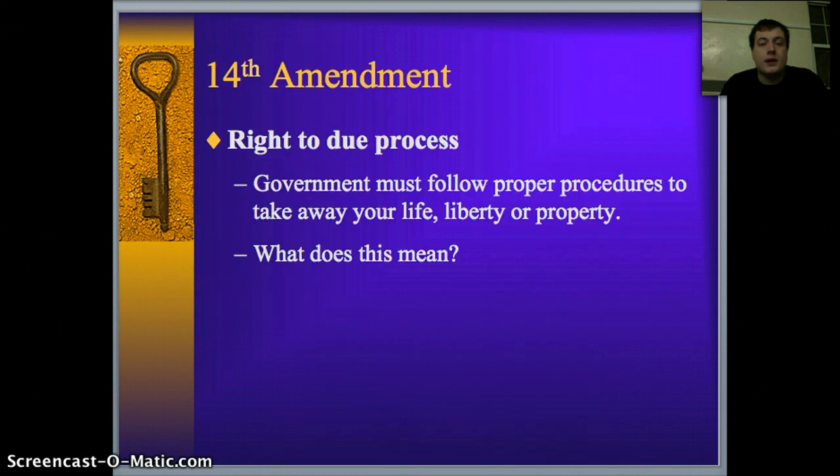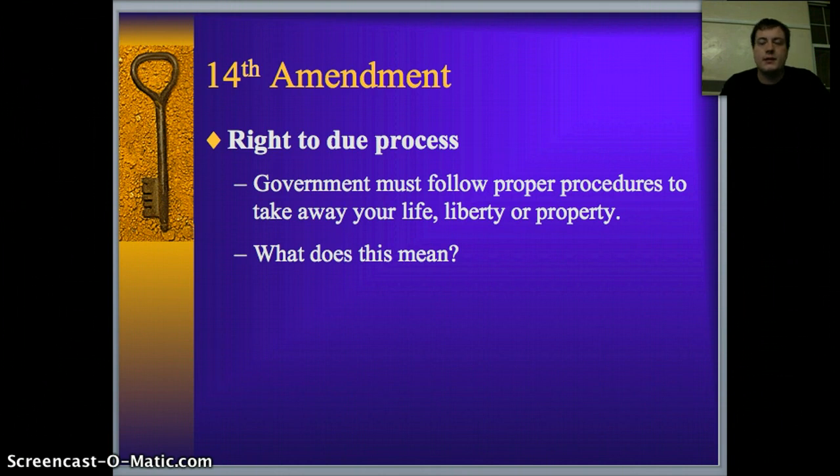And then there's the 14th Amendment. Now, we usually think of the 14th Amendment in terms of it setting up citizenship for former slaves, as it is one of the civil rights amendments, Civil War amendments. However, there is another important part in the 14th Amendment that guarantees everyone the right to due process. And what that means is that government must follow proper procedures to take away your life, liberty, or property.